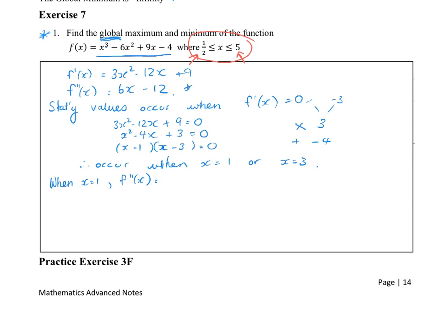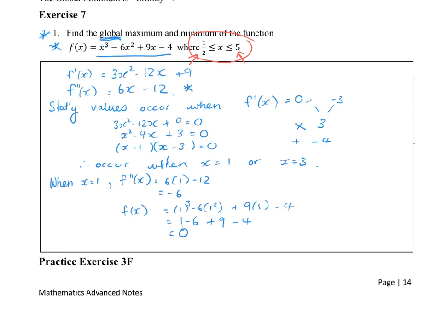We put it into this one, so we get 6 lots of 1 minus 12, which is negative 6. We better find out what the graph is as well. If I put it into the actual function, which is up here, I get 1 cubed minus 6 lots of 1 squared plus 9 lots of 1 minus 4. So I get 1 minus 6 plus 9 minus 4. Minus 5 plus 9 is 4, and 4 minus 4 is 0.